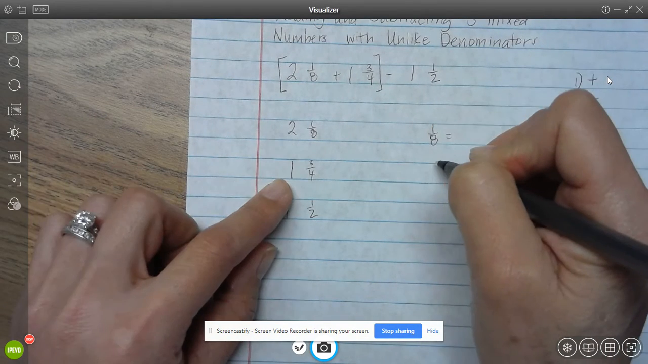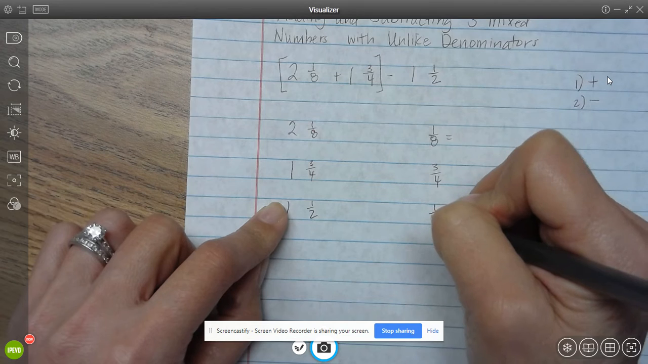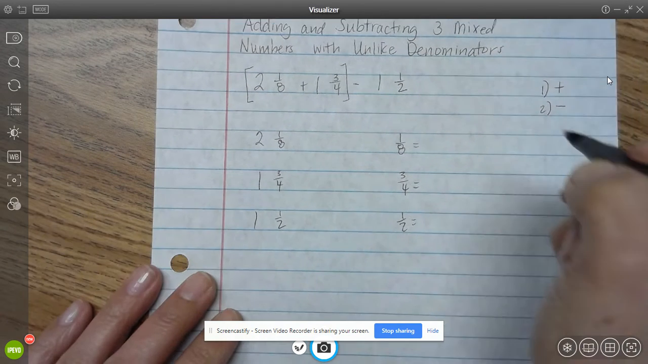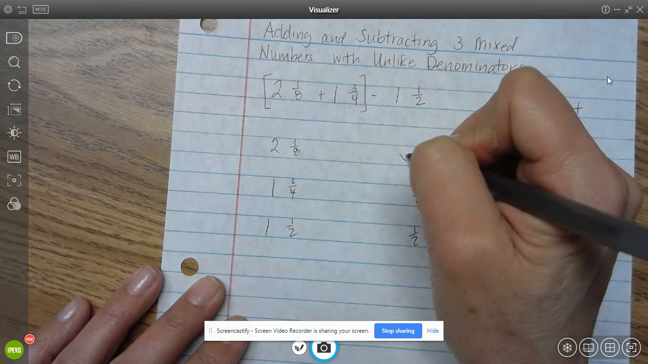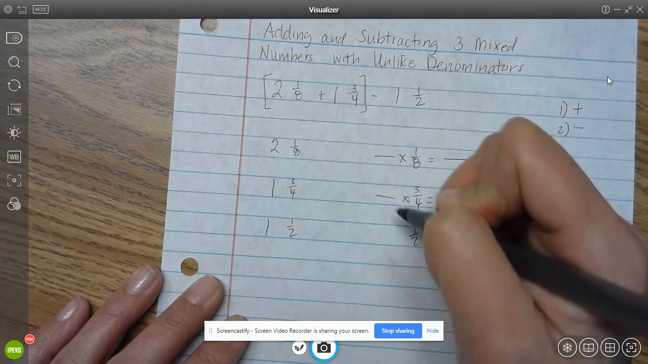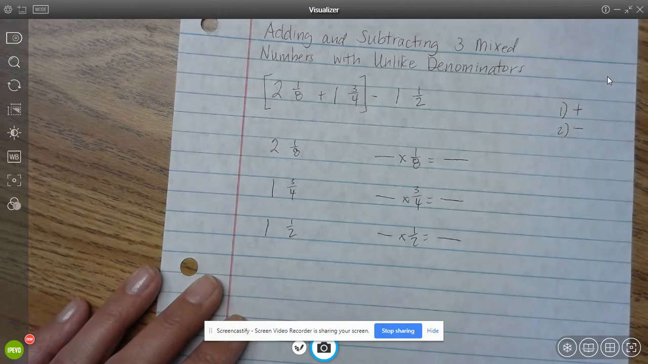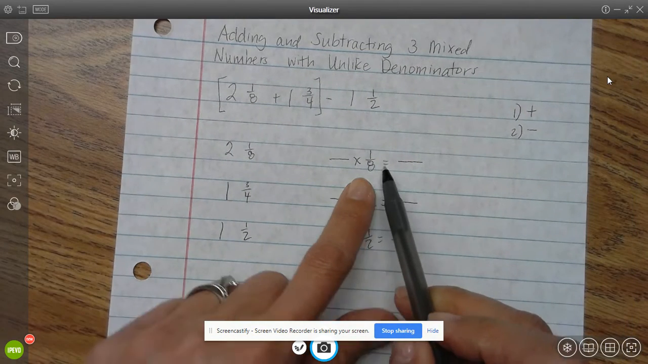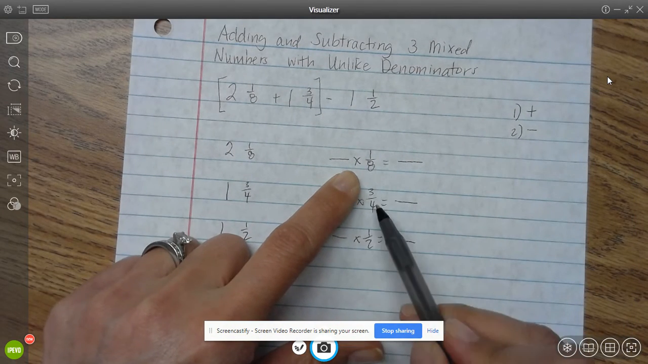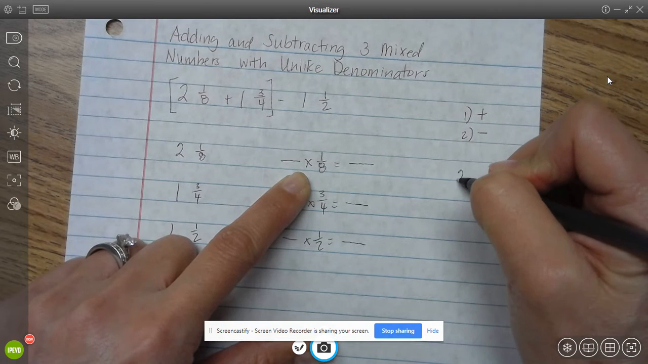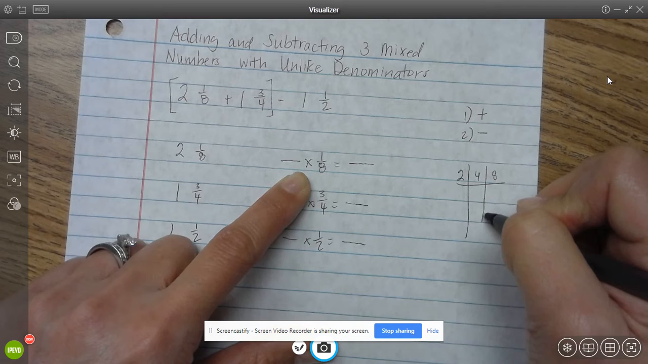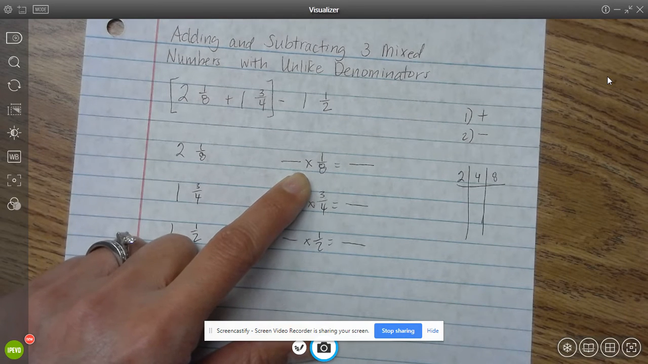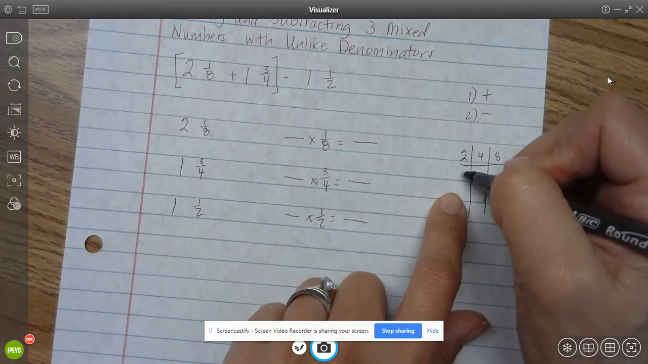So again, I'm going to rewrite these fractions over here. I'm going to set this up so that I am creating an equivalent fraction. And I know I have to multiply these fractions by an equivalent of 1. Okay? So if I look at my denominators, I have a 2, a 4, and an 8. Now, those of us who are really good with mental math don't even have to do this chart.